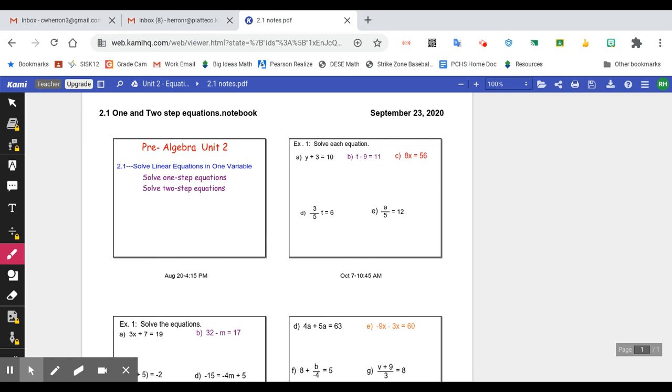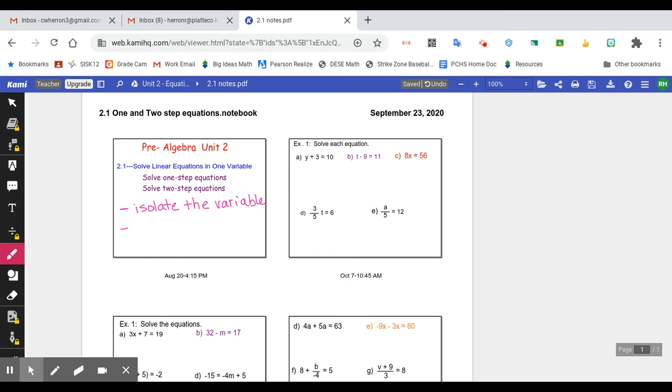Alright, you guys. So we're starting out with Unit 2, and Unit 2 is all about solving equations, okay? So we're going to start today with 1- and 2-step equations. One thing I want you to think about every single time you get ready to do equations is that we have one job, and that is to isolate the variable, so get it by itself, okay? So we need to get the variable all by itself on one side, okay?